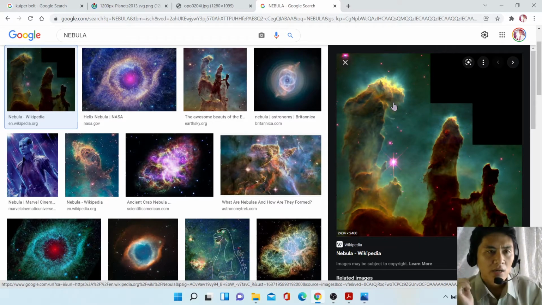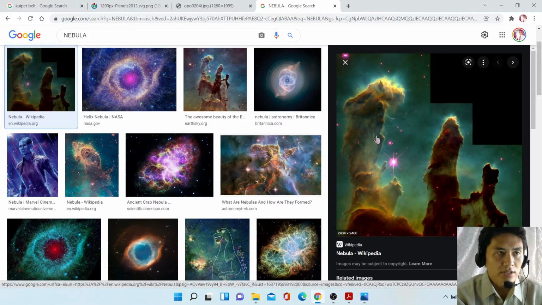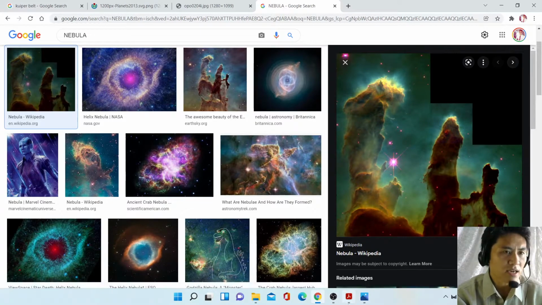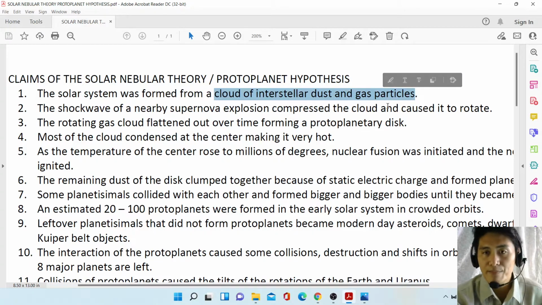So again, in reality, when we look at it, it looks so dense. It looks so big, but when we actually go through space, these dust particles might be farther apart from each other. It's just that obviously from our perspective, it looks like that. But that is what the theory is saying. It's saying that the solar system came from a cloud of dust, in other words, from a nebula.